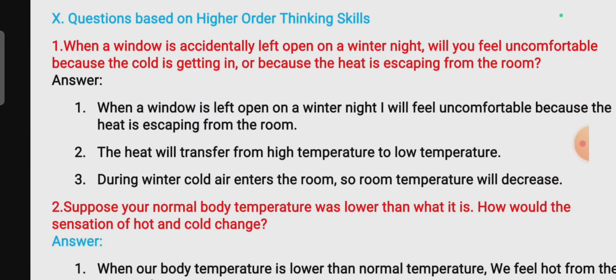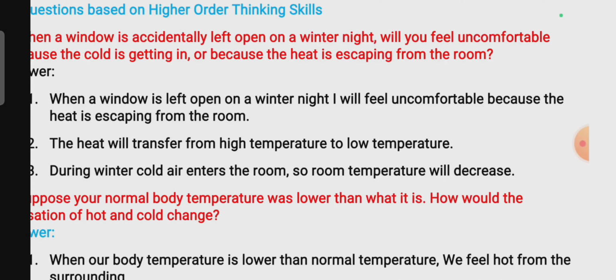Next, 10th Roman, questions based on higher order thinking skills. First one, when a window is accidentally left open on a winter night, will you feel uncomfortable because the cold is getting in or because the heat is escaping from the room? Answer: when a window is left open on a winter night, I will feel uncomfortable because the heat is escaping from the room. The heat will transfer from high temperature to low temperature.